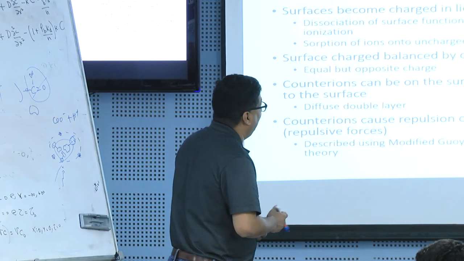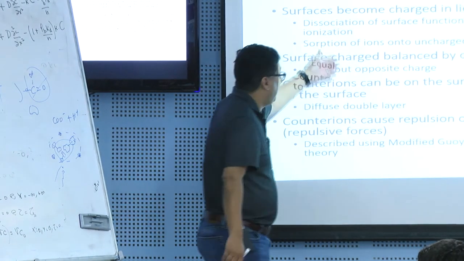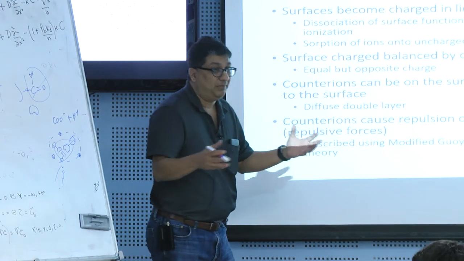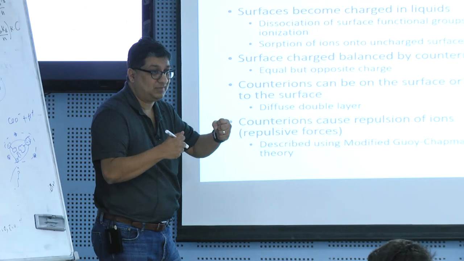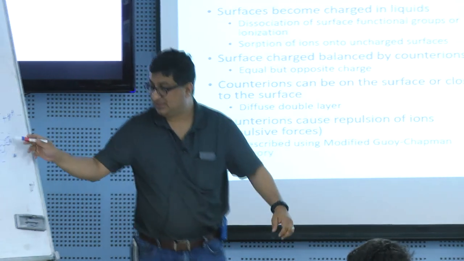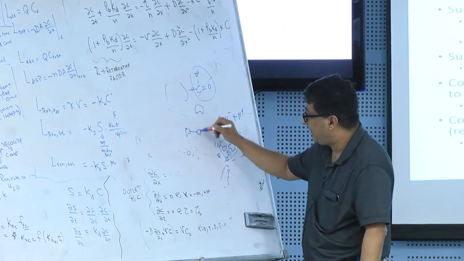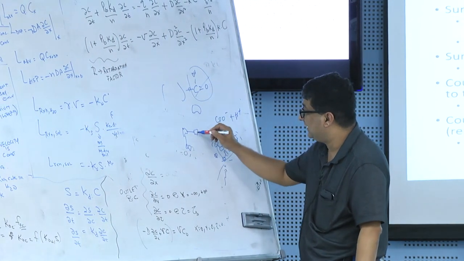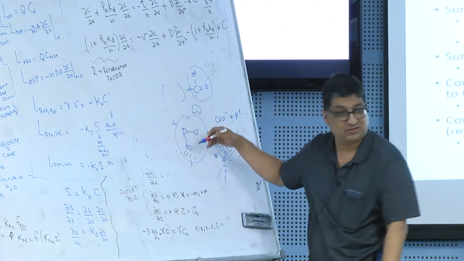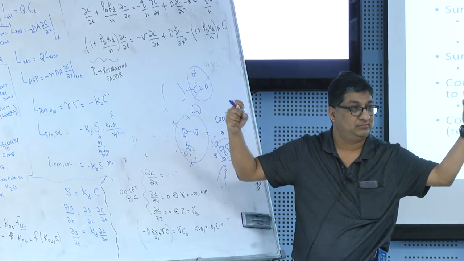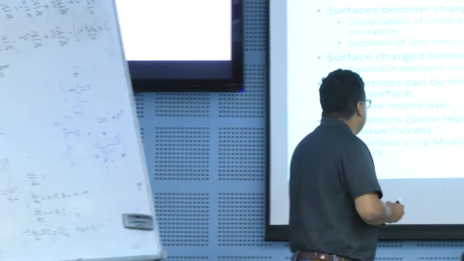It basically says that counterions are causing particles to not come together and form stable suspensions. I have this, and I might have another set of negative charges surrounded by positive charge, positive charge, positive charge, so they repel and the particles tend to stay in suspension. So how do we describe this?